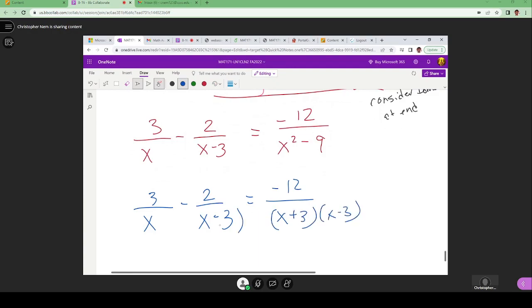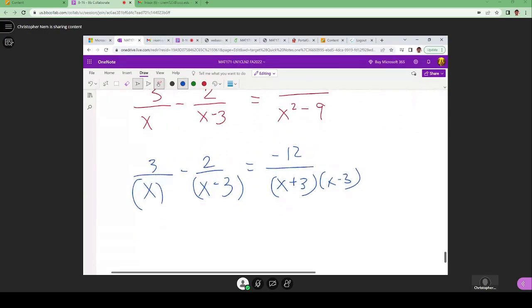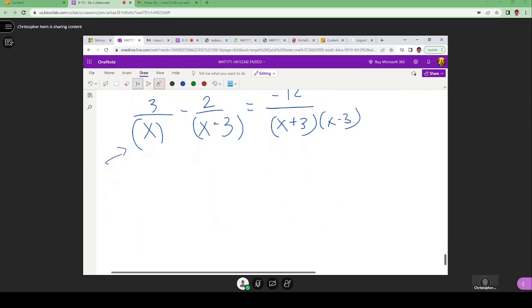Now, the question is, what can I multiply each of these terms by to get the exact same denominator? They might be different values. Well, the first one is missing an x minus 3 and an x plus 3. So I can multiply the first one by x plus 3, x minus 3, over x plus 3, x minus 3.